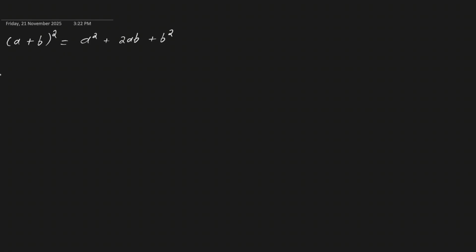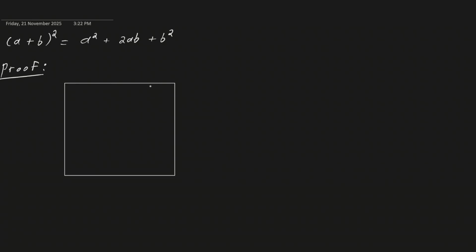Alright, so today we're going to prove the following equality, that the square of a plus b is equal to a squared plus 2ab plus b squared. And the way we're going to do it is that we're going to use a geometric proof and use a square of side length L.